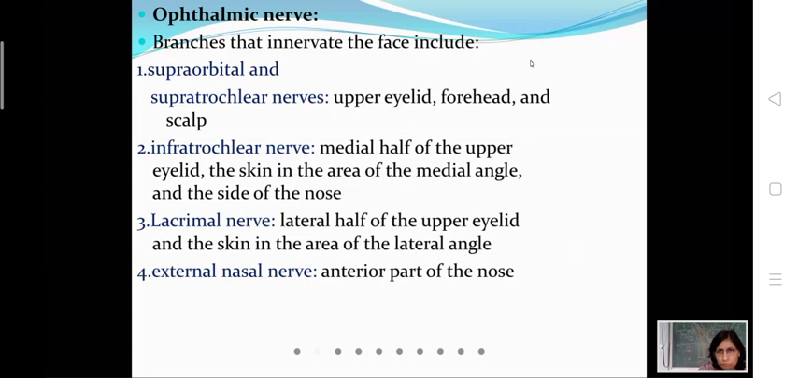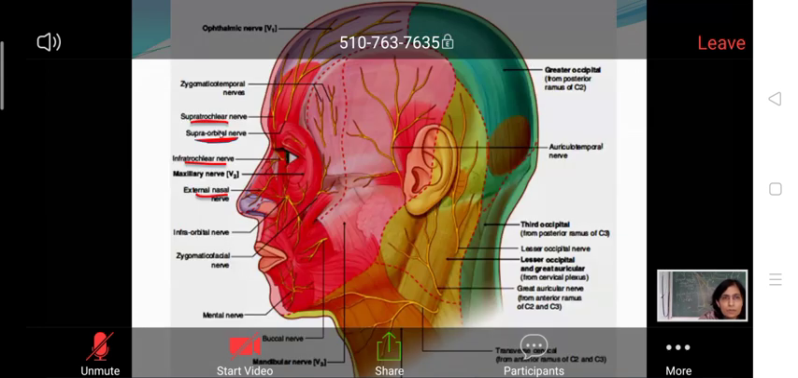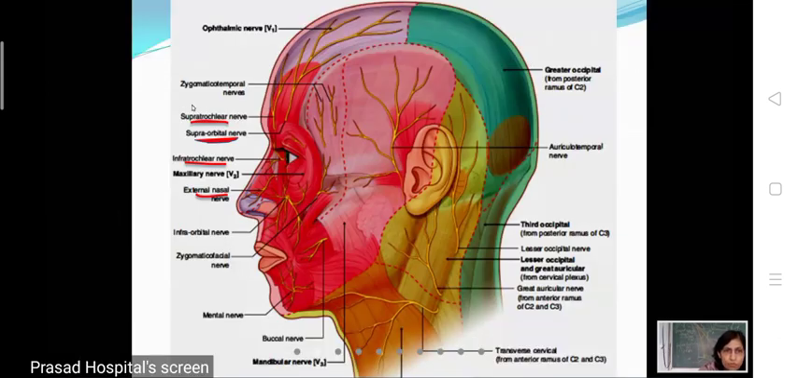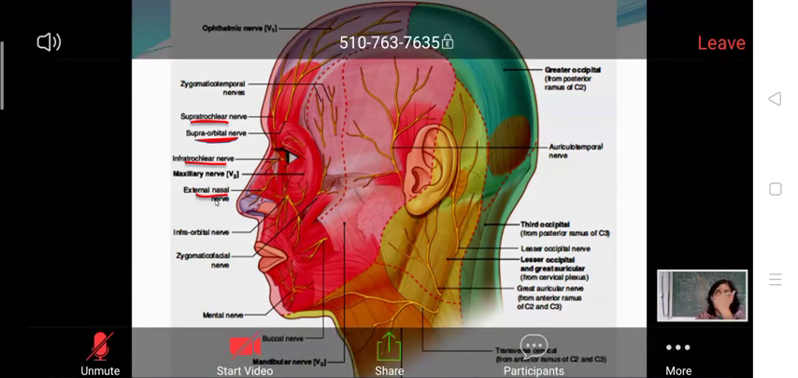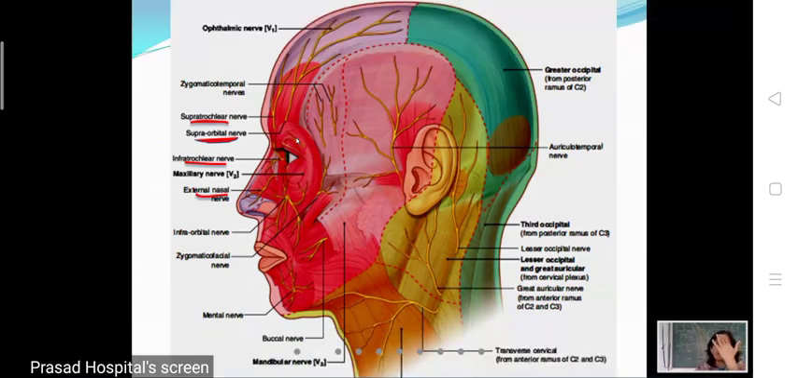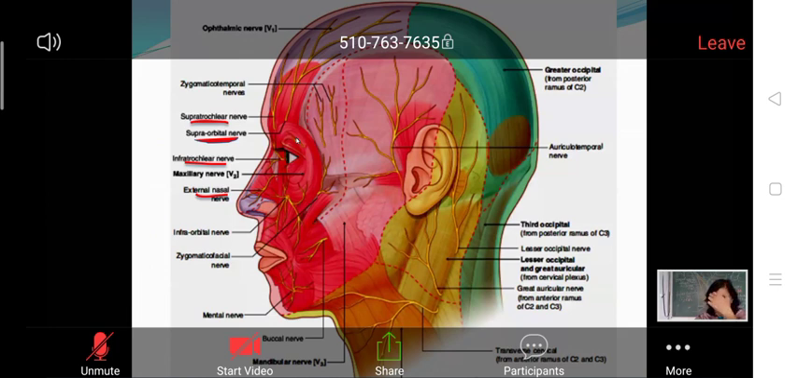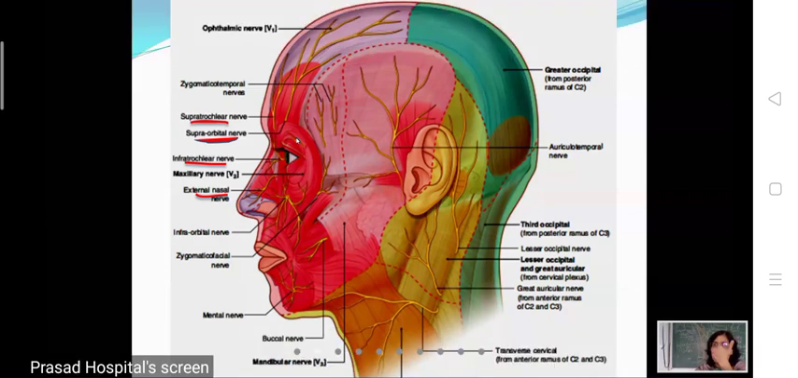So I have underlined these nerves. These are the branches of the ophthalmic division of the trigeminal nerve. The ophthalmic division of the trigeminal nerve will supply the area around the skin over the forehead. Then the upper eyelids, medial side of the nose, and the side of the nose up to the tip.